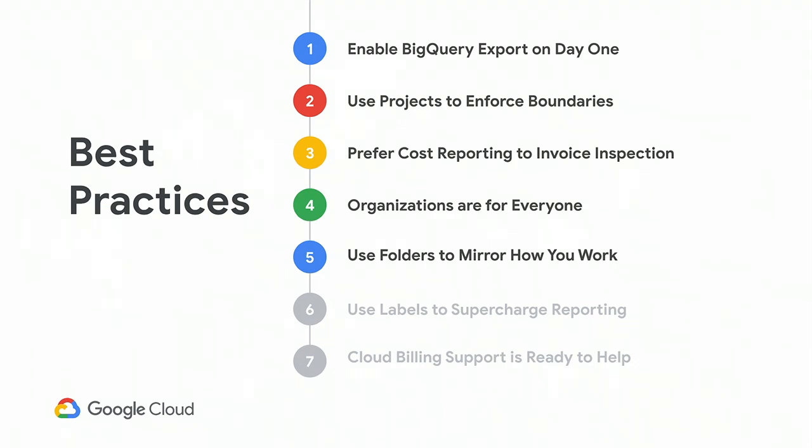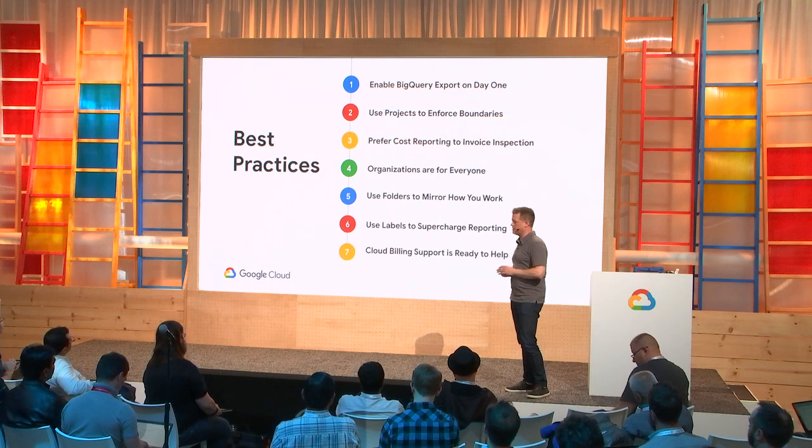Use folders to mirror how you work. A project can only live in one, so think about that as kind of the primary key. And then supercharge your reporting by adding labels that cross-cut across resources and across projects to get that extra level of detail. And finally, cloud billing support is here to help. Please reach out. They'd love to field your questions and help with billing concerns.